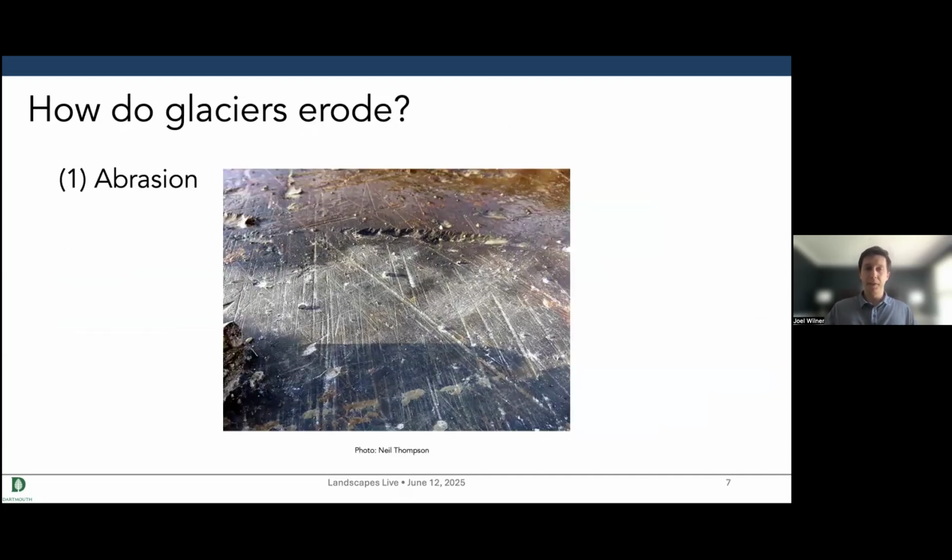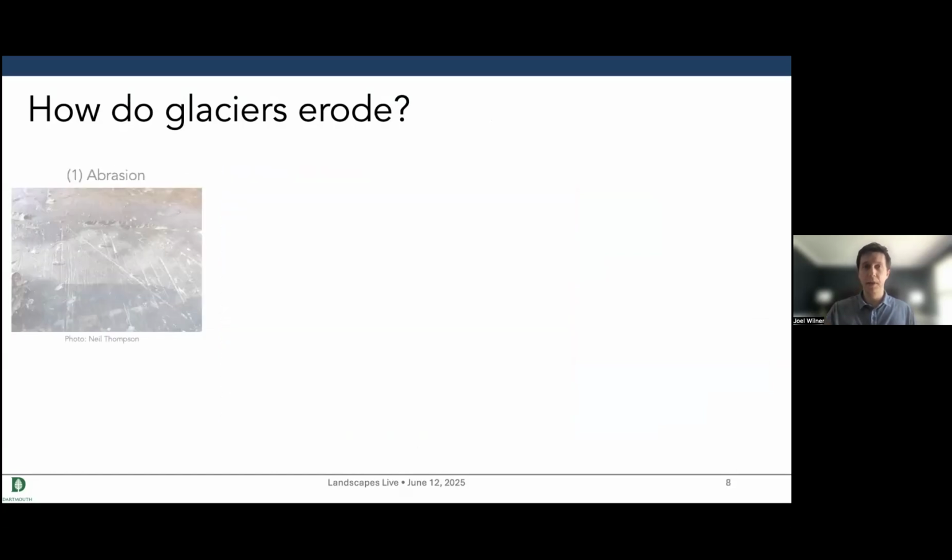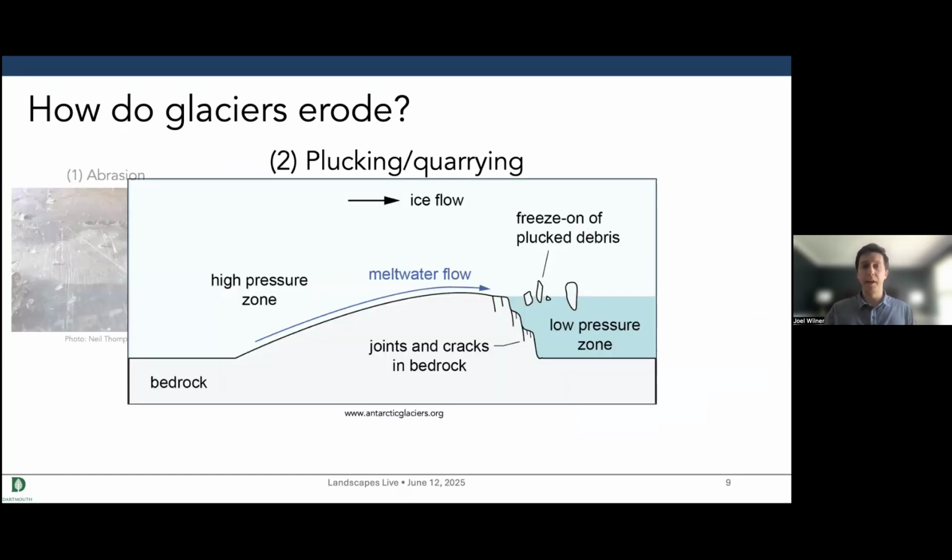So first, we need to understand how do glaciers erode. This should be familiar to many people here, but it's just important to set the stage here. Of course, we have abrasion of bedrock through glacially transported clasts at the bottom of a glacier. You have the idea of plucking or quarrying, where you have this pressure differential over a glacial rise that exploits pre-existing joints and cracks in the bedrock and actually plucks out debris from the lee side of that bedrock rise.